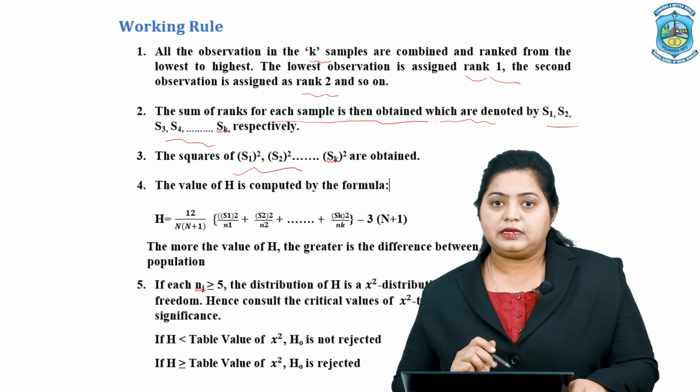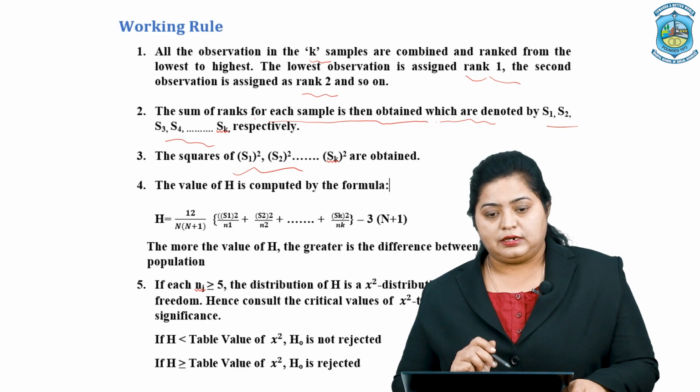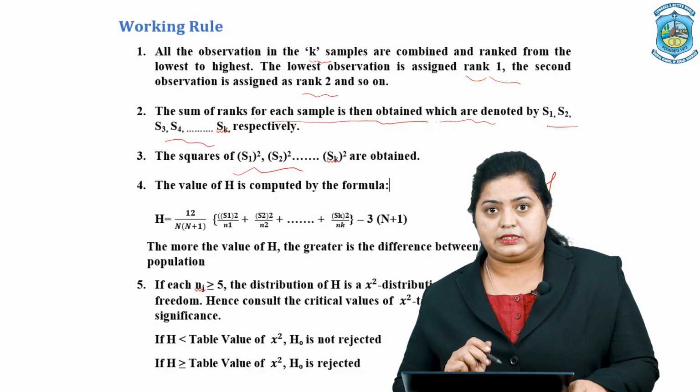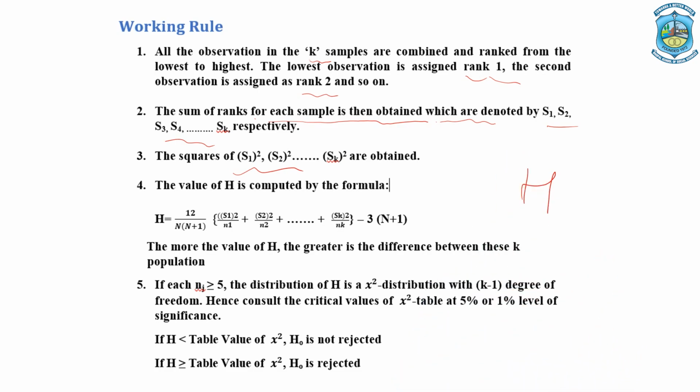The fourth one is to compute by the formula. It is also denoted by H, so here we are going to calculate H from the formula. And the formula for H is 12 by N(N plus 1), under bracket S1 square divided by n1, S2 square divided by n2, and so on, minus 3(N plus 1), where N is the number of items in the entire data.